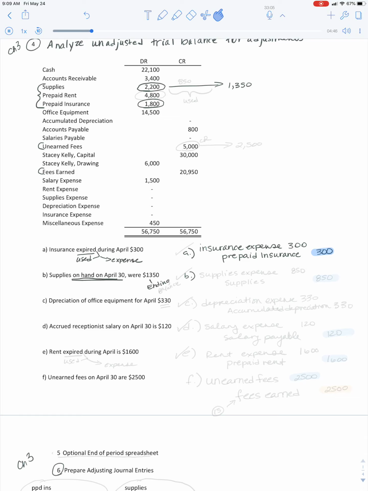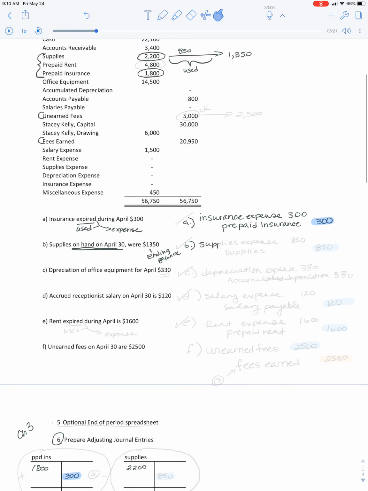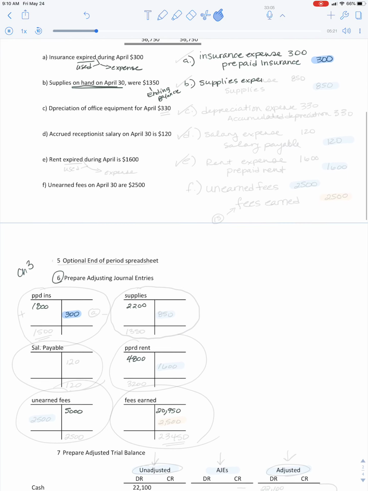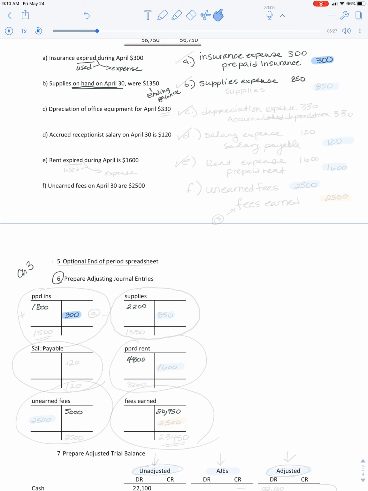You could also see this supplies adjusting entry written like this: supplies used. If you see it say supplies used, they're giving you the in-between number, and then you can arrive at what the ending amount is. So here we have supplies on hand. So our adjusting entry is going to be the difference, which is $850. So we will debit supplies expense and credit the balance sheet account that's holding it to take it out of that account, supplies.